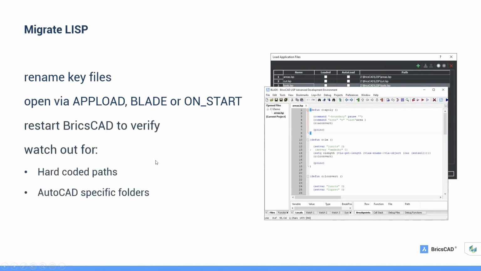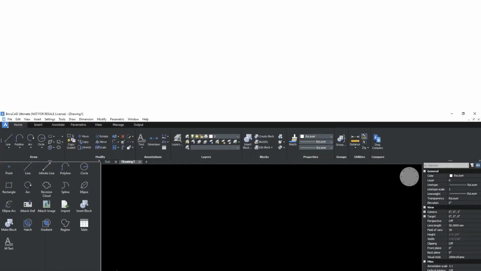And all we have to do is really restart BricsCAD just to verify. Some of the watchouts: pathing. If you have something in your program that's an AutoCAD specific folder, well, someday AutoCAD is not going to be there. So if you leave that AutoCAD path in the file, you're going to have problems because it's going to be looking for a folder that's not there.